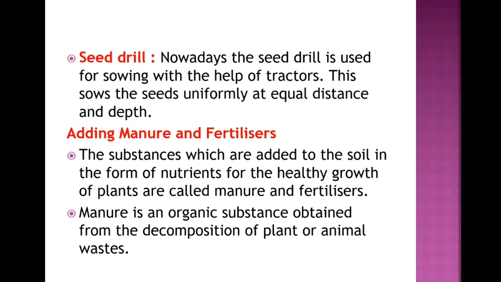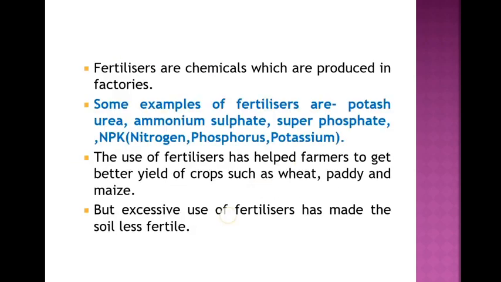Manure is an organic substance. And fertilizers are chemicals which are produced in factories. Some examples of fertilizers are potash, urea, ammonium sulfate, superphosphate, and NPK, that is nitrogenous, phosphorus and potassium fertilizers. The use of fertilizers has helped farmers to get a better yield of crops such as wheat, paddy and maize. So these types of fertilizers increase the crop yielding capacity.